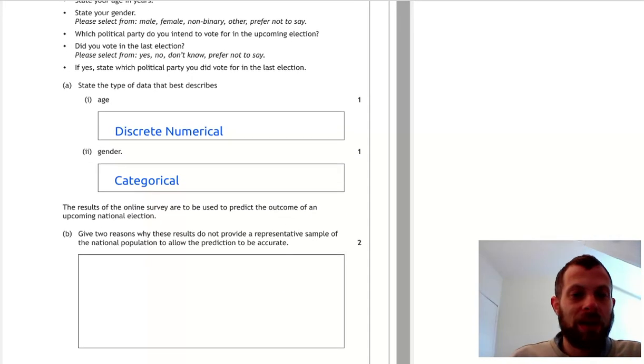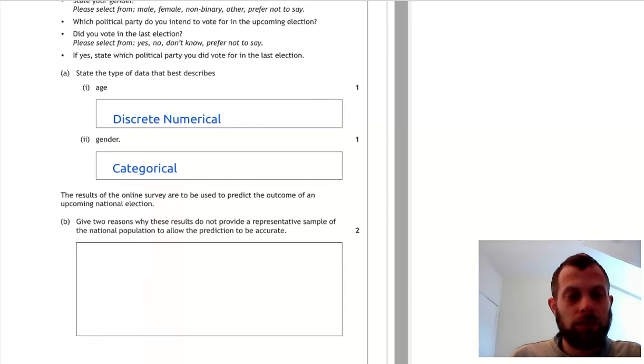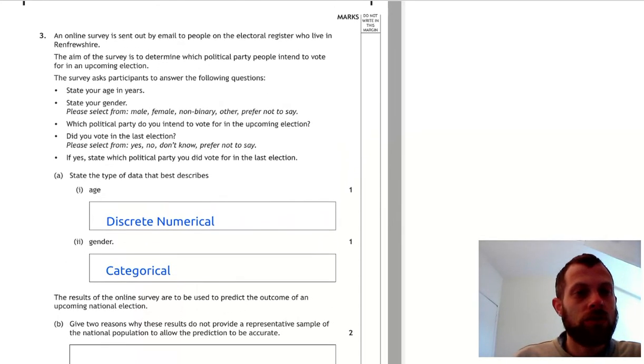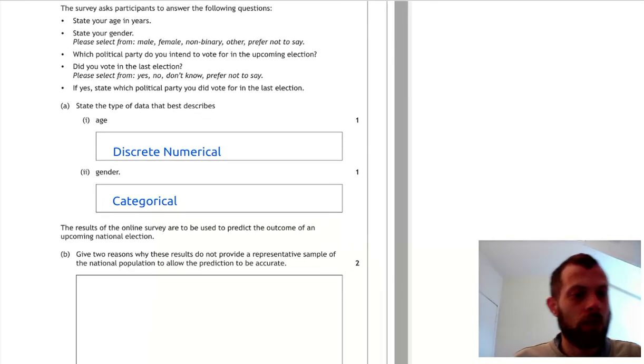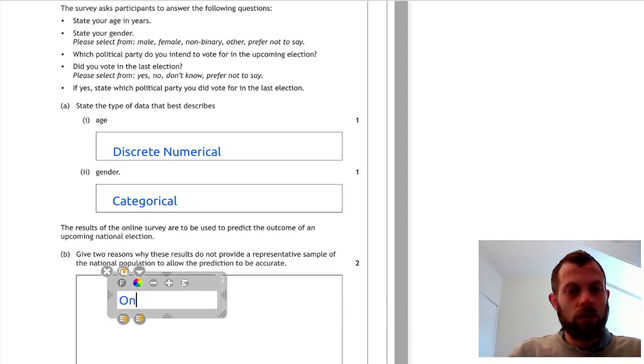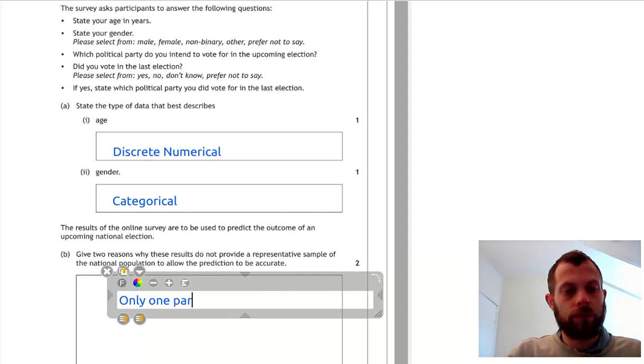Question B is about bias or representative samples. So one reason for bias is because it is only one part of the country. So we can write that in. Only one part of the country surveyed.